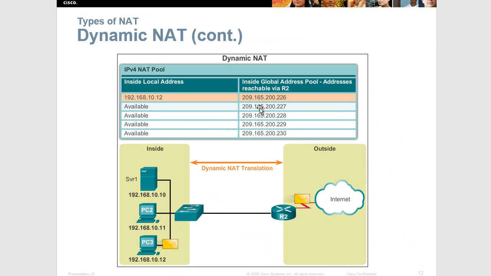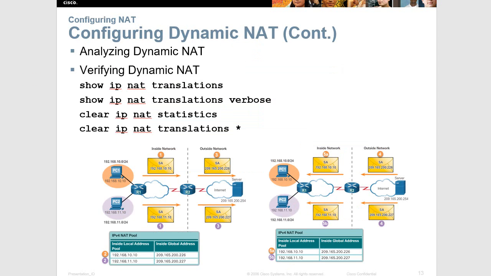You've got a range of public IP addresses, and as your devices connect, they will be able to use those public IP addresses that are available. If there are none available, then your device is not going to be able to communicate over the internet or outside the network. That will happen if you run out of addresses. So that's Dynamic NAT. You need to know about it. It's not used as much, but that's how it goes. Here's some analyzing and showing the IP NAT translations. We'll talk about these in troubleshooting once again.